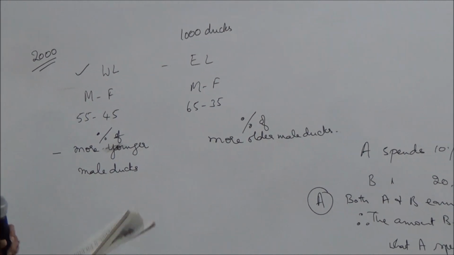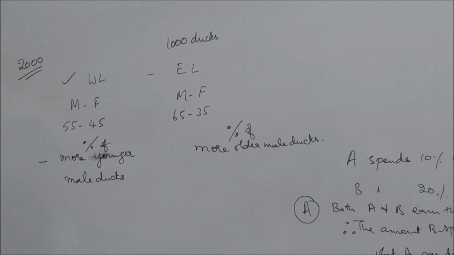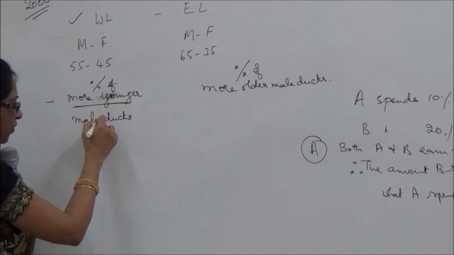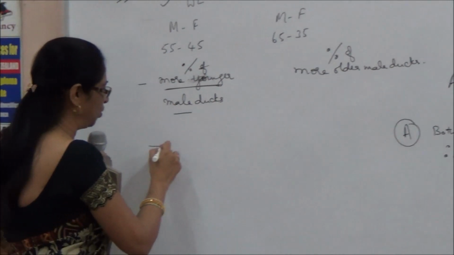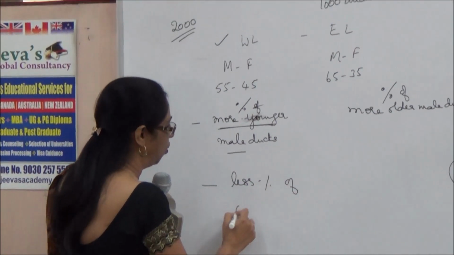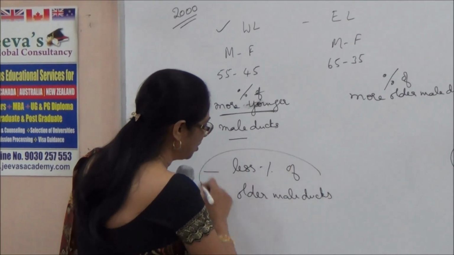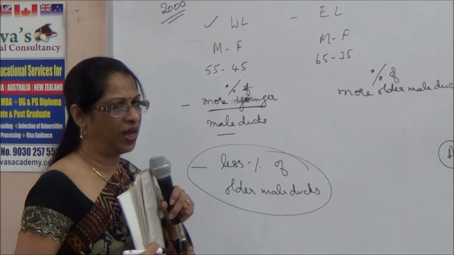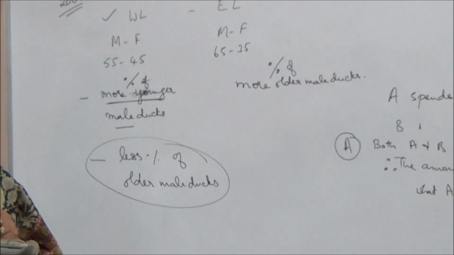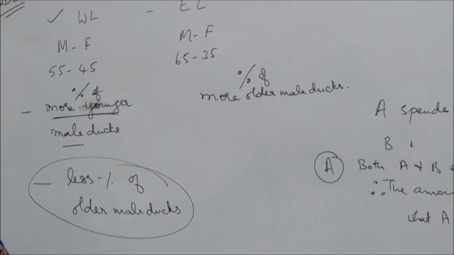A says the population of game ducks at the Western Lake contains a lower percentage because it has more younger male ducks, more percentage of younger male ducks. The inference to be drawn is it has a lower percentage of older male ducks. And that is what option A is telling us. So A is our answer. Going to the 6th question.